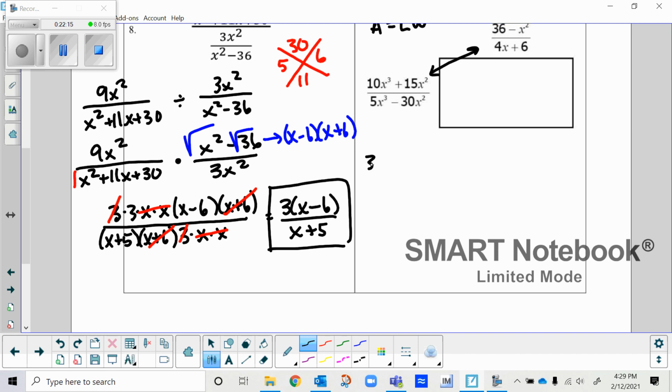So we'll call this one the length, 36 minus x squared over 4x plus 6, times 10x cubed plus 15x squared over 5x cubed minus 30x squared. All right, so now I just get to factoring.